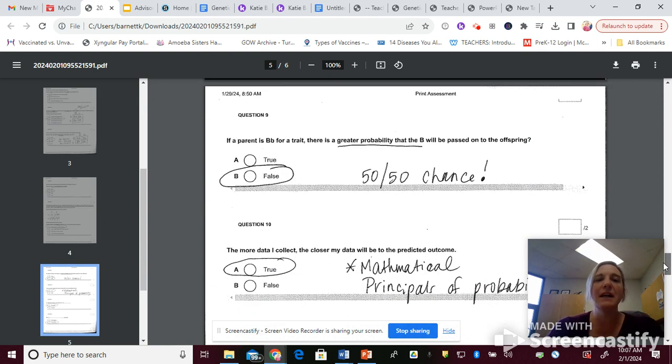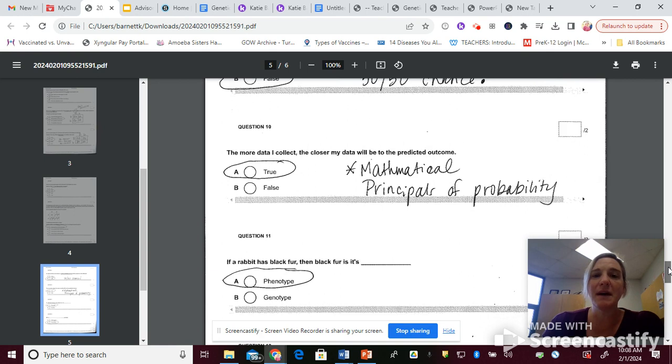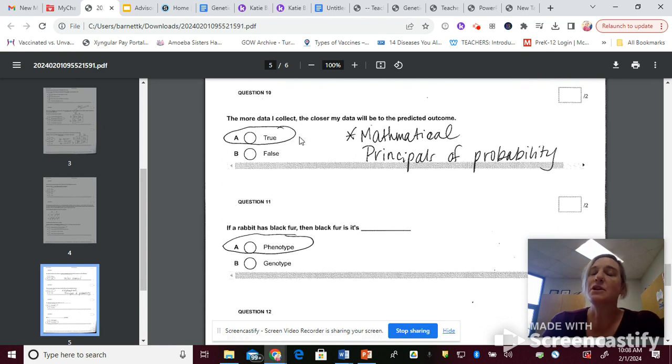All right, if a parent is big B, little b for a trait, is there a greater probability that big B is passed on? We talked about this several times in class. And in the alien baby genetics, think about it. When you flipped the coin, was there a greater chance that it would land red over yellow? No. This is all based on probability. So if a parent is big B, little b, there's a 50-50 chance on which allele is passed on to the offspring. Do a Punnett square and look at it. So this is false. The more data I collect, the closer my data will be to the predicted outcome. This is true. It's directly in your notes on probability and heredity; this is a mathematical principle of probability.